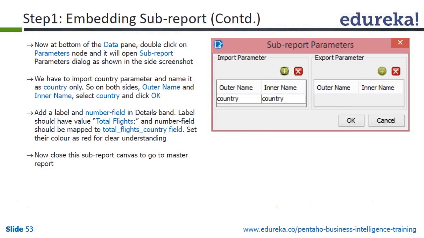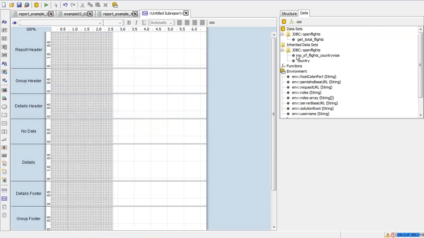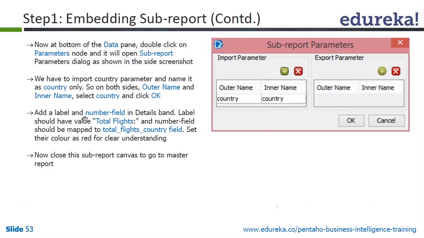Now we clicked on OK. Now we need to add a label and number field in the details tab, which will capture the number of flights for that specific country, which is passed from the master report. Just for distinction purposes, we will make the color red.